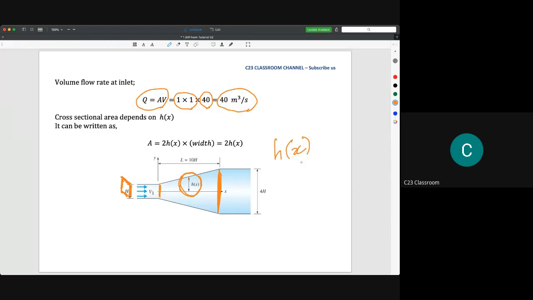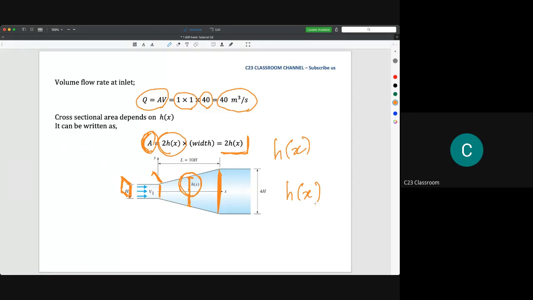Nilai h akan berubah sepanjang paksi x. Okay, jadi we could write the cross-sectional area as 2 times h(x), maknanya 2 darab h(x), the total height of this one, times width. Because width is equal to 1 unit, we could say that A here is 2h(x). And please understand that h bracket x here doesn't mean h times x. It means that h is a function of x.